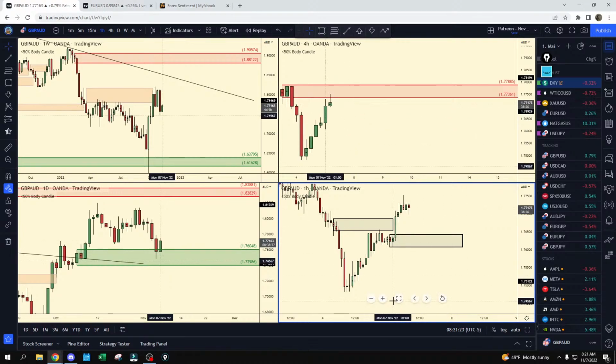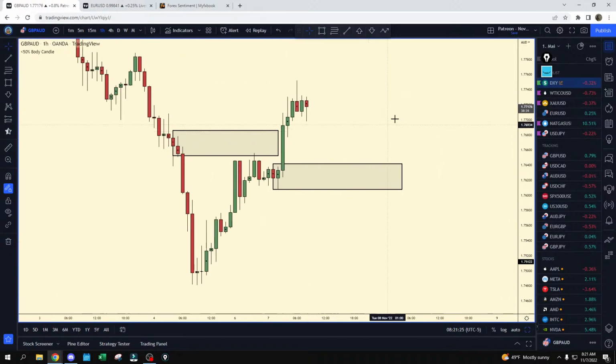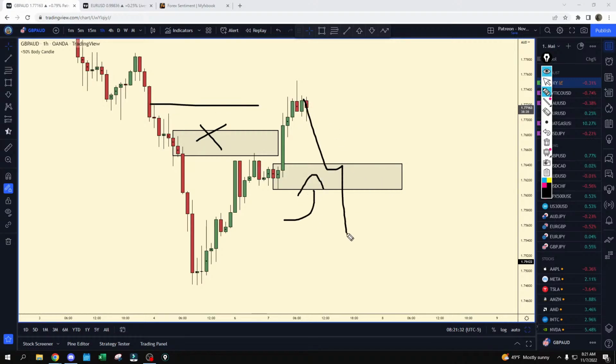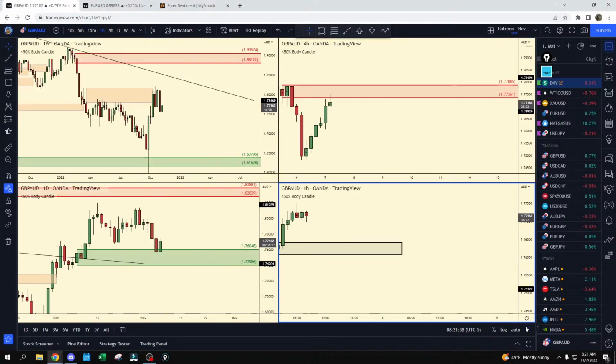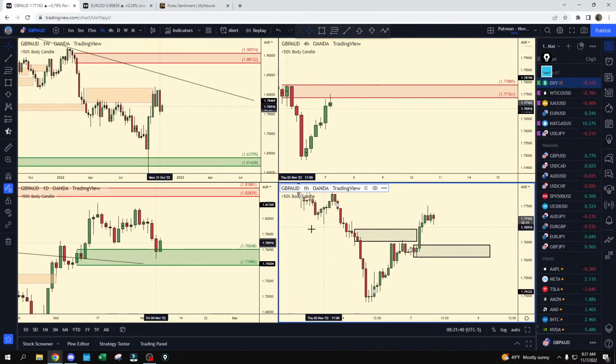But as far as entering on the 1 hour goes, since momentum is clearly up and we're breaking supply zones, I want to see this 1 hour demand zone removed first, and then if we're left with a 1 hour supply zone, then you could look to trade that 1 hour supply zone. But I think entering on a 1 hour supply zone right now is definitely very, very risky and pretty low odds.